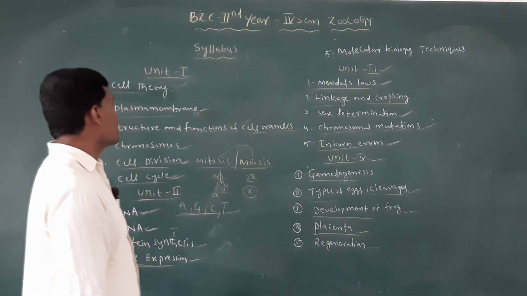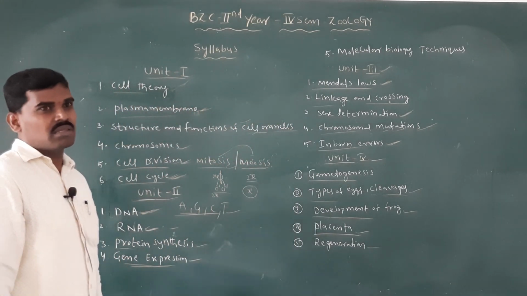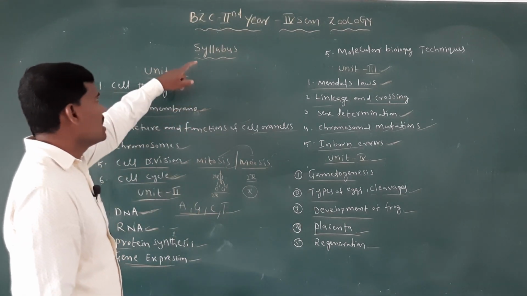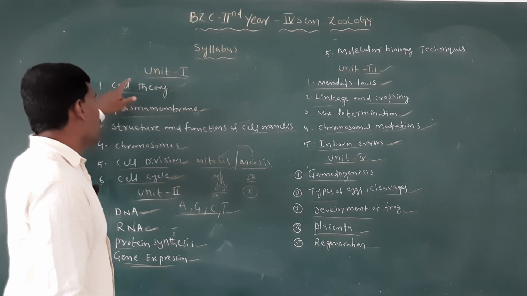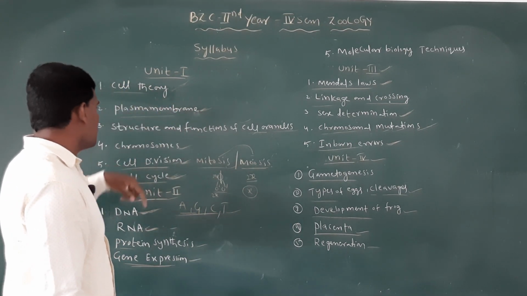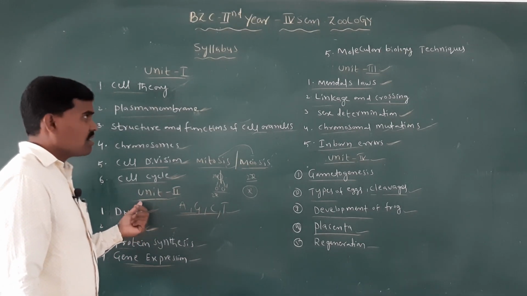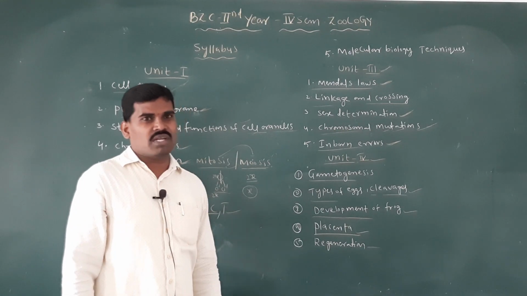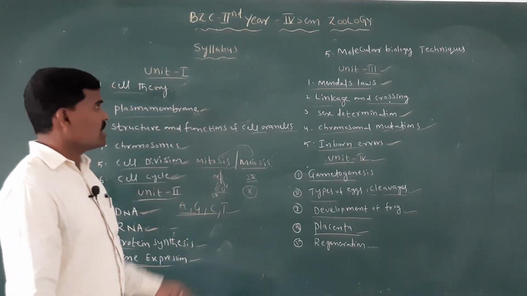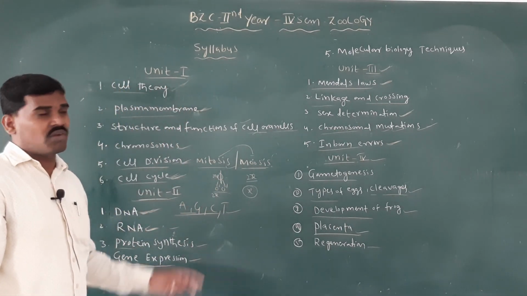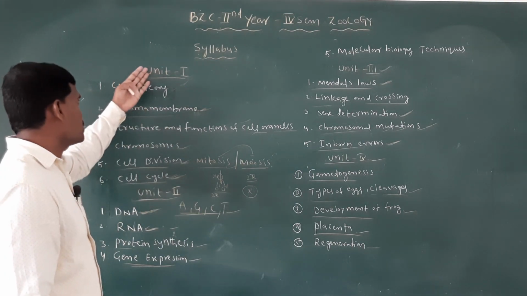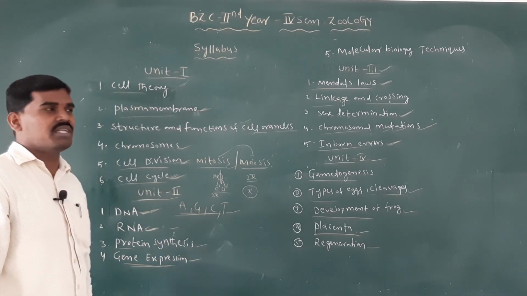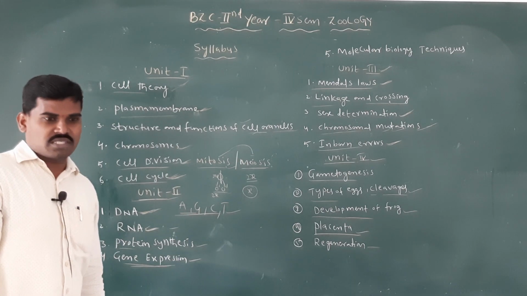So there are a total of 4 units in the 4th semester. The second year, 4th semester syllabus has 4 units. The first unit is cell biology, the second is molecular biology, then genetics, and next embryology. Each unit and its topics will be discussed in the next class, as a continuation.